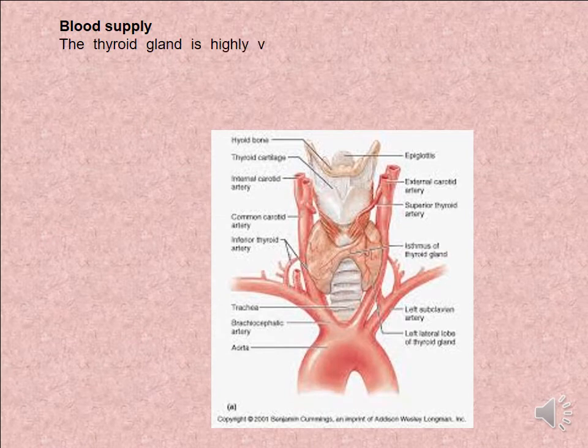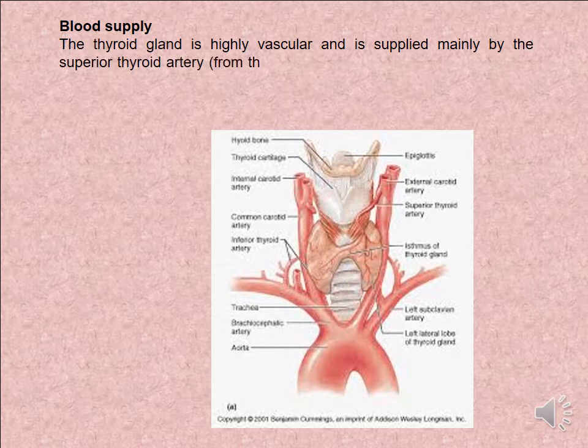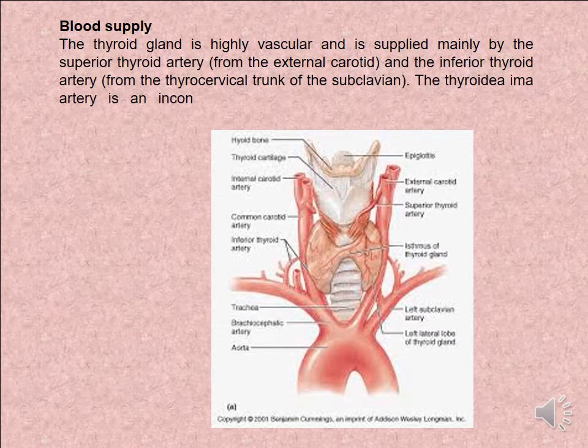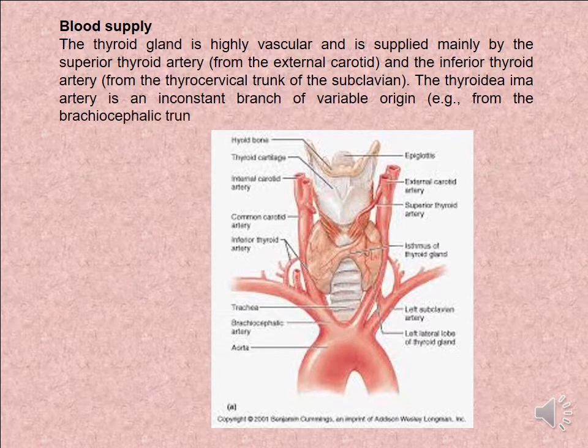The blood supply of thyroid gland. The thyroid gland is highly vascular and is supplied mainly by the superior thyroid artery from external carotid artery and the inferior thyroid artery from the cervical trunk of subclavian artery. The thyroid ima artery is a constant branch of variable origin, for example from the brachiocephalic trunk, that ascends to the isthmus. This is the arterial blood supply متكونة من superior and inferior thyroid artery و thyroid ima.